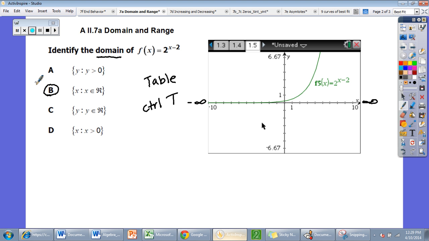Something that they're trying to throw you off here with is these two answer choices, because there's no way it could be y, because we're talking about domain, so it has to be x.